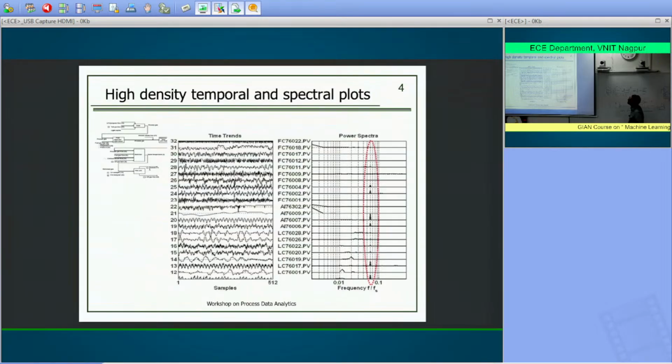Wait, sorry, which one? 21? 21 is low frequency. Okay, that's a good observation. Anything else? Do you see oscillations in some of these signals? Right. In fact, there are many signals there that are oscillating at very similar frequencies.